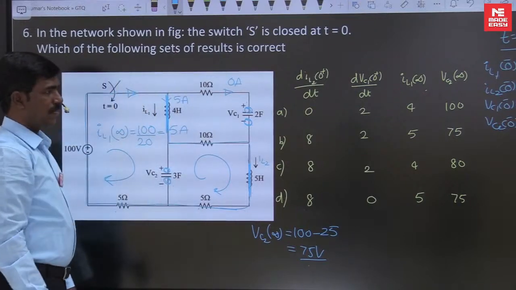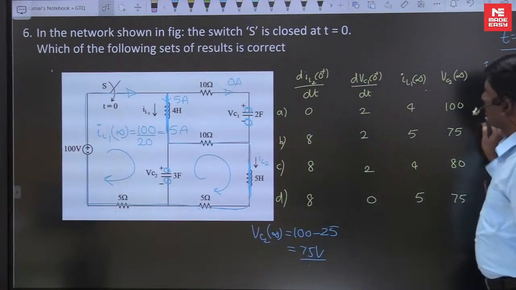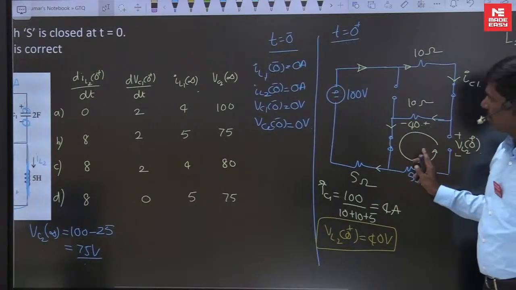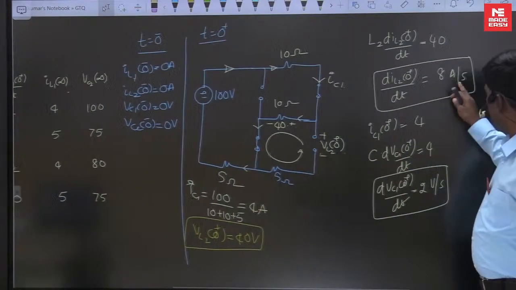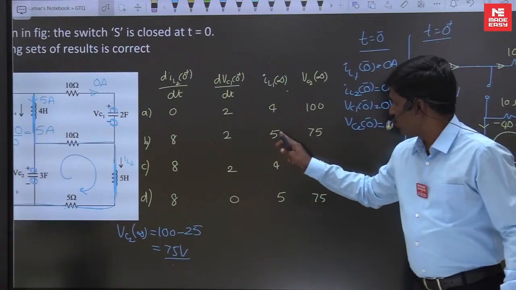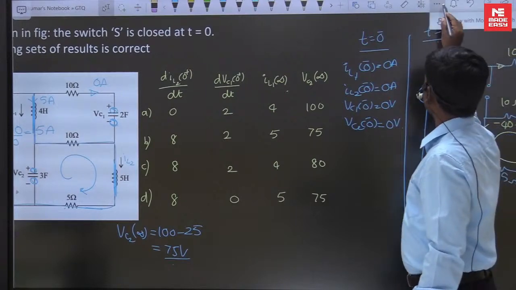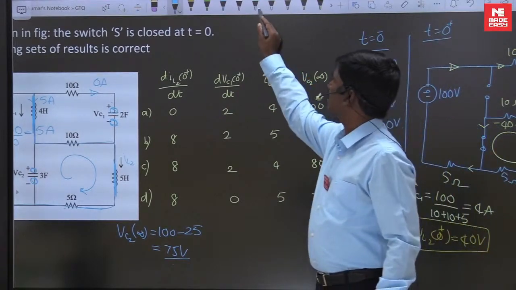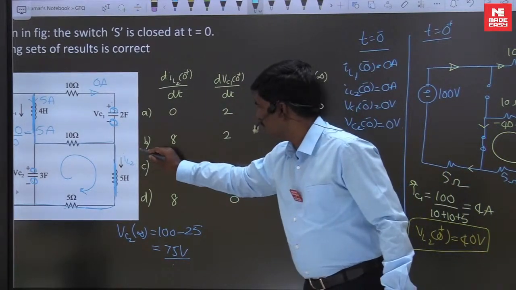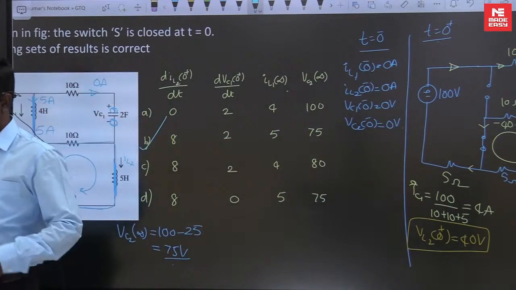Which is the option? dIL2 by dt is 8 amperes per second. Check it. Yes. These are 8, 25, 75. So option B is correct. B is correct. How many of you gave answer B option? Okay, very good.